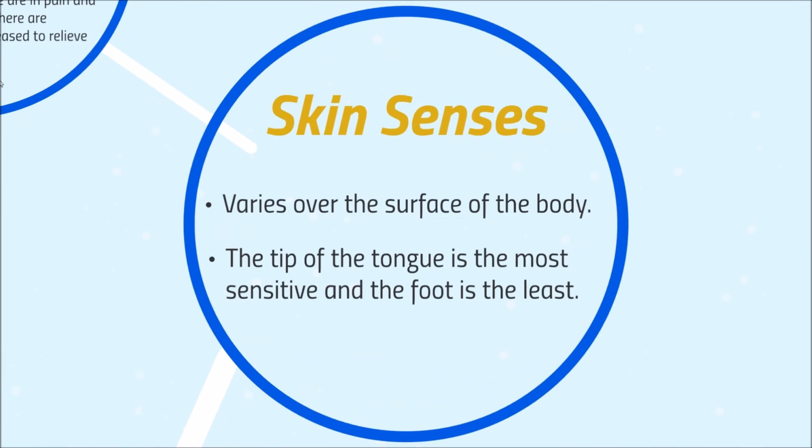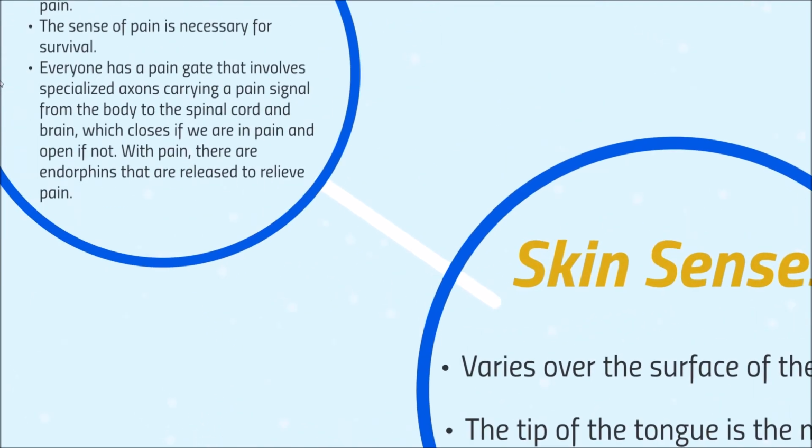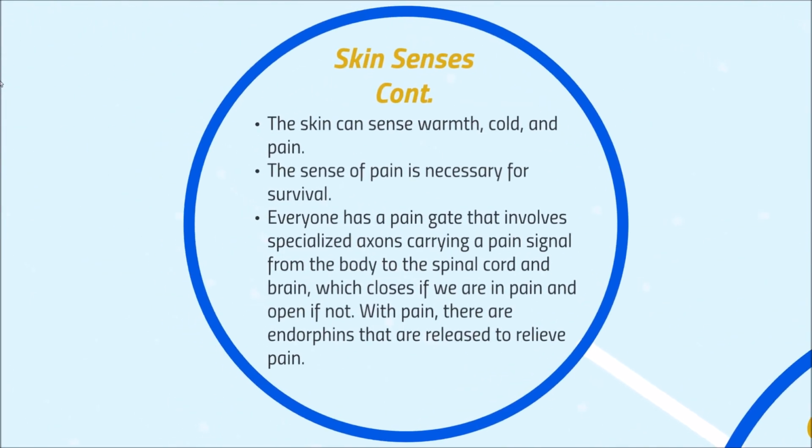Skin senses vary all over the surface of the body. For example, the tip of the tongue is the most sensitive and the foot is the least. The skin can sense warmth, cold, and pain. The sense of pain is necessary for survival. Everybody has a pain gate that involves specialized axons carrying a pain signal from the body to the spinal cord and brain. This closes if we are in pain and opens if we're not. With pain, there are also endorphins that are released to relieve the pain.